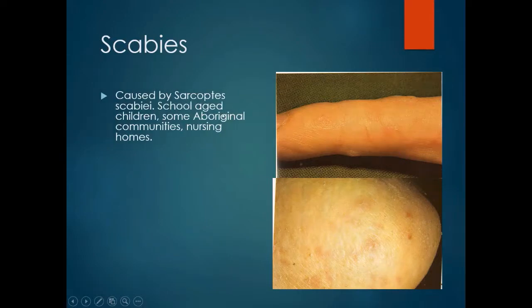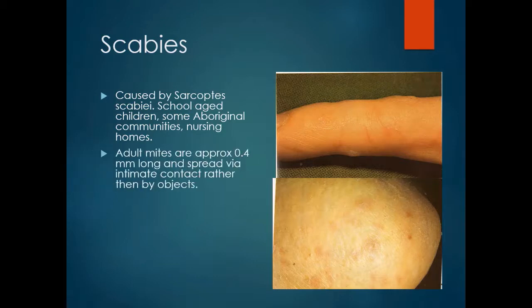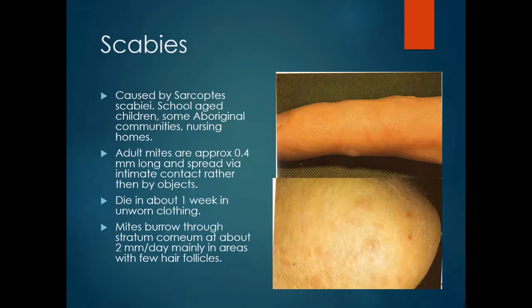The scabies is caused by Sarcoptes scabiei and affects usually school-aged children, some Aboriginal communities, and nursing homes. The adult mite is about 0.4 of a millimetre long and spread via intimate contact rather than by objects. And the mite will die in about a week in unworn clothing. Mites burrow through the skin, through the stratum corneum at about 2 millimetres per day, mainly in areas where there are few hair follicles.